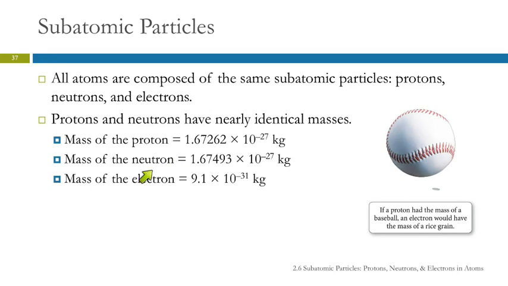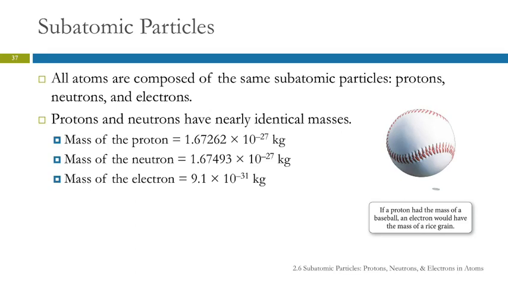If we compare those masses, we see that the mass of the proton and the mass of the neutron are virtually the same. They differ in the fourth significant figure, so we can think of them as being the same mass. The mass of the electron is much, much smaller. A visual on how big the electron is relative to the protons: if the proton was a baseball, then the electron would be the size of a grain of rice. So much, much smaller.